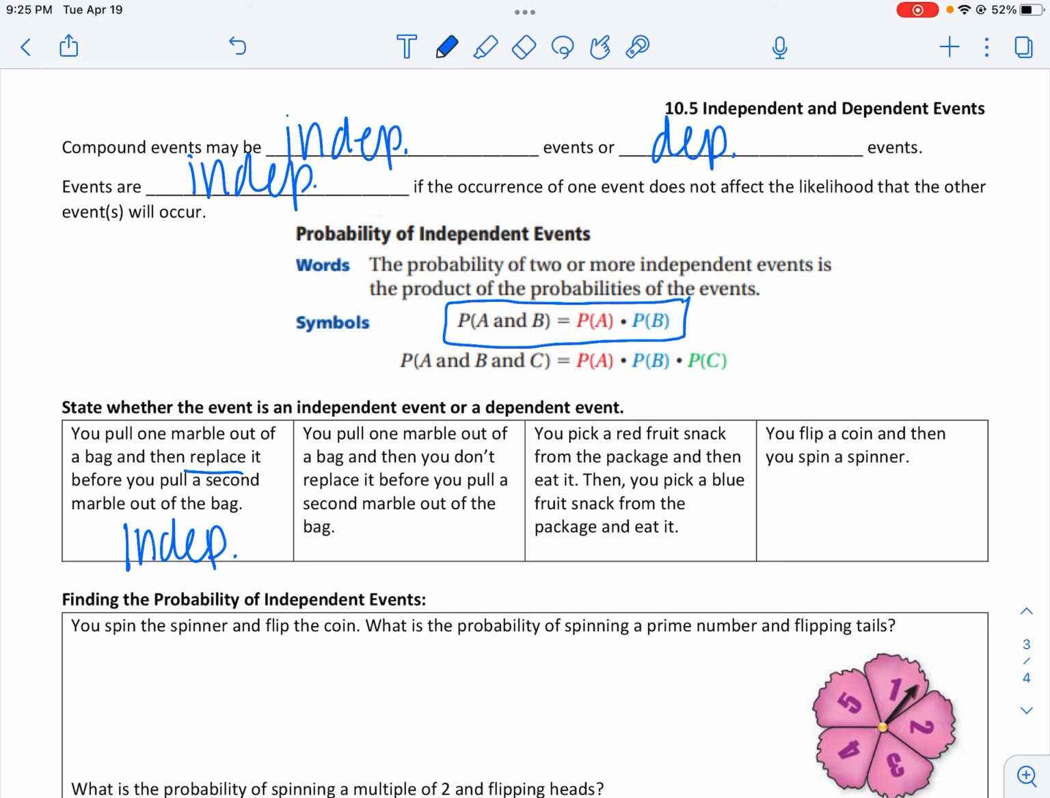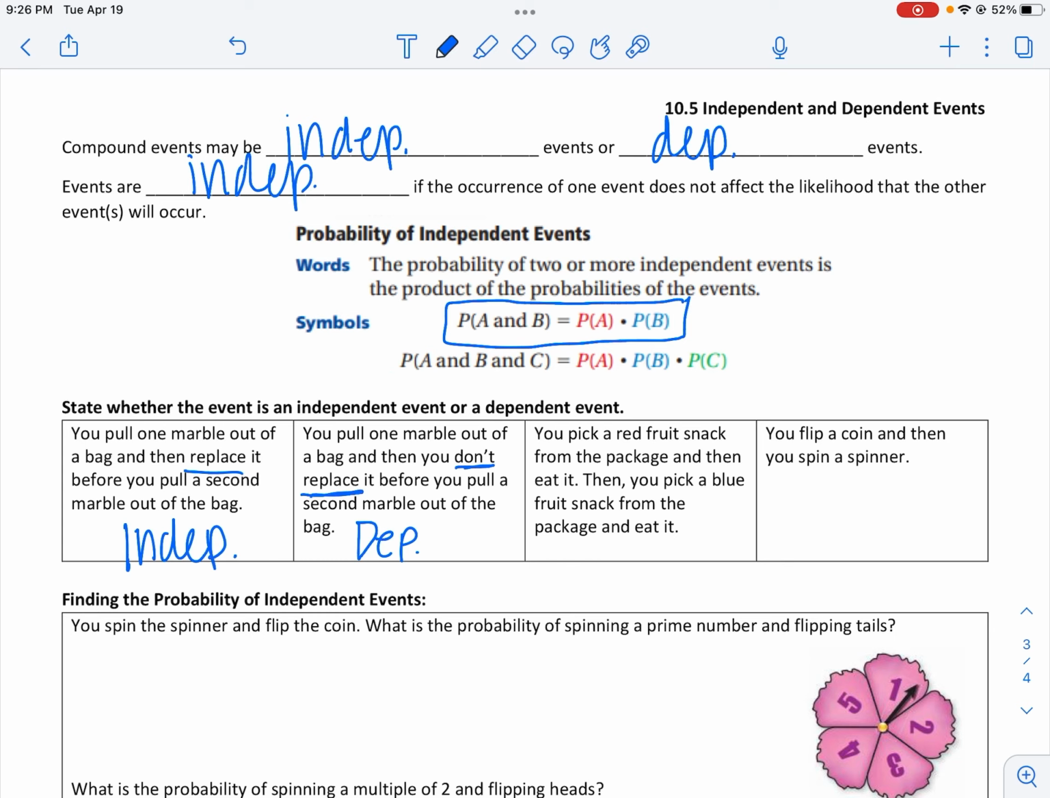The next one says you pull one marble out of a bag and then you don't replace it before you pull a second marble out of the bag. If we're starting with 4 marbles, we take one out, and then we don't replace it. So now we have 3 to choose from. That's why this one is dependent, because the first event affects the second event.